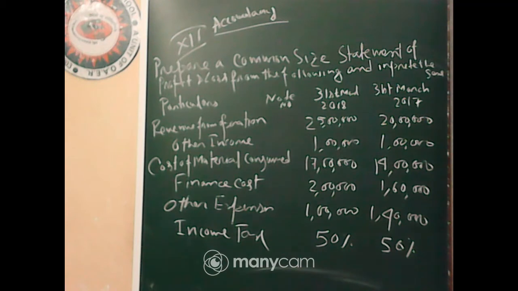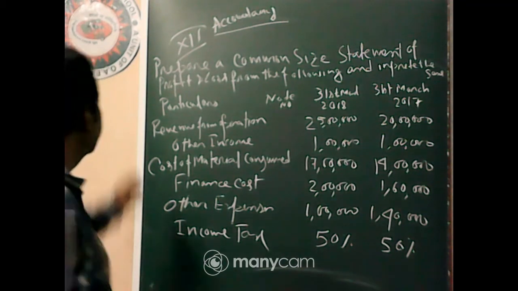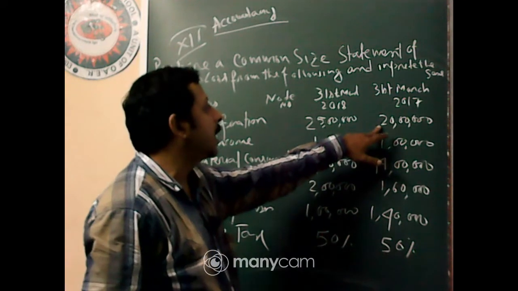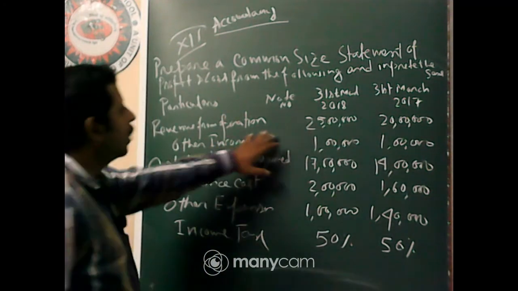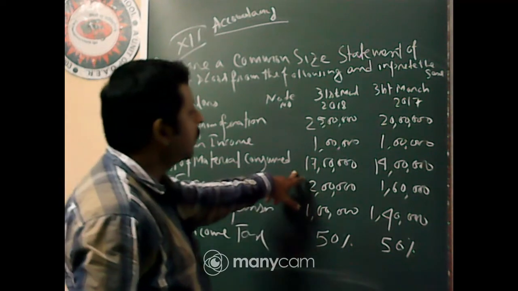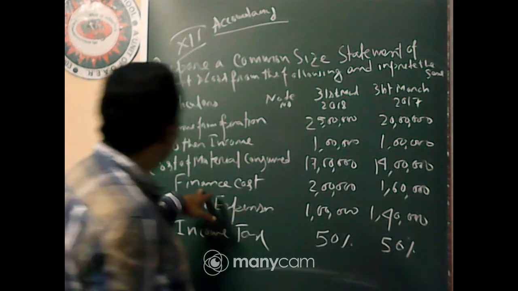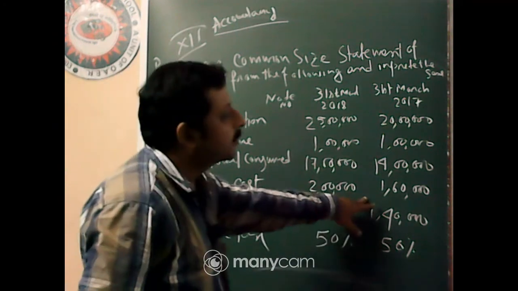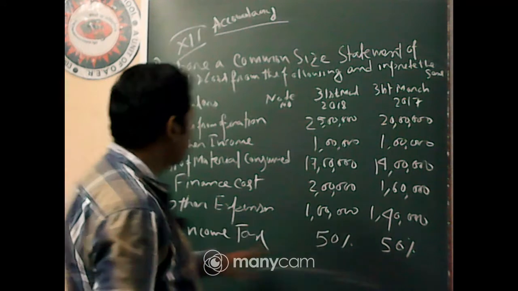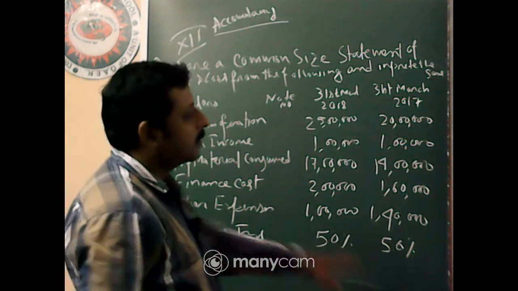Just write it. If any problem, you can ask me. Revenue from operation 25 lakh and 20 lakh, other income 1 lakh and 1 lakh, cost of material consumed 17 lakh, 14 lakh, finance cost 2 lakh and 1 lakh 60,000, other expenses 1 lakh and 1 lakh 40,000, income tax 50% and 50%.